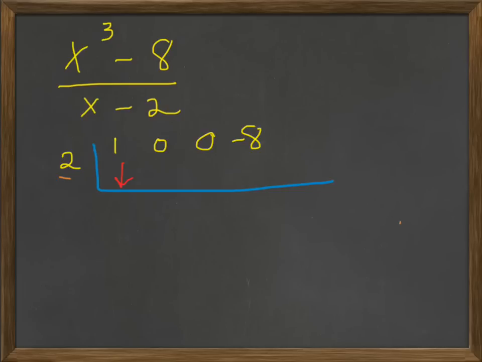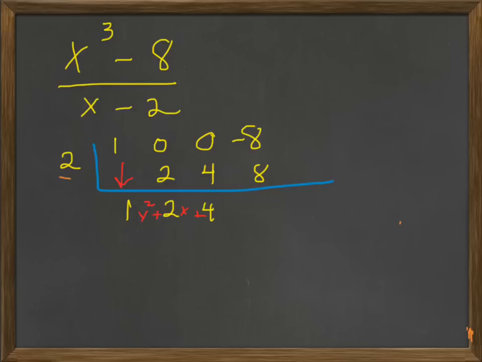We bring down our first term, 1. 1 times 2 is 2. 0 and 2 gives me 2. 2 times 2 is 4. 0 and 4 added together gives me 4. And 4 times 2 gives me positive 8, which gives us a remainder of 0. Because the initial polynomial was x cubed, our depressed polynomial is an x squared plus 2x plus 4.